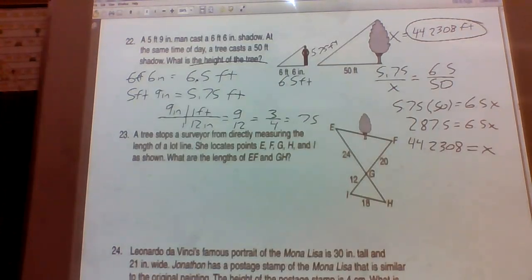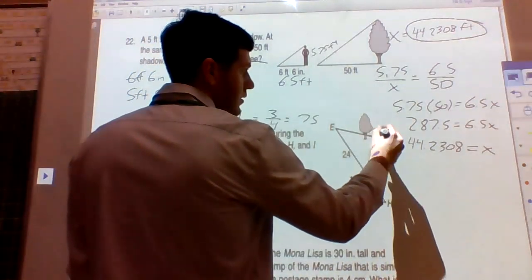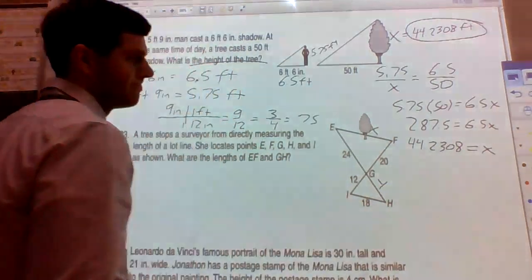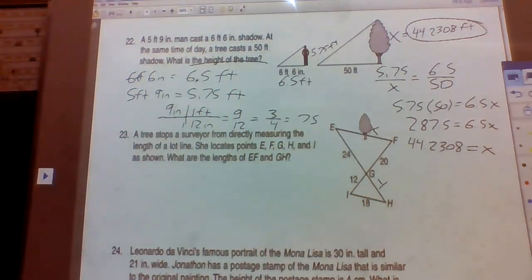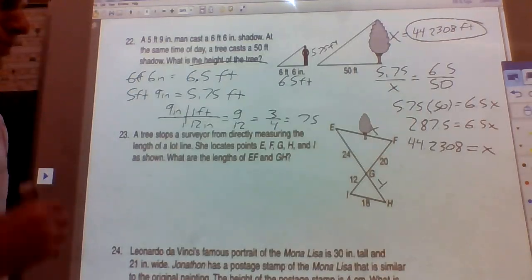23, a tree stops a surveyor from directly measuring the length of a lot line. Okay. She locates points E, F, G, H, and I as shown. What are the lengths of EF and GH? So I'm going to call this X. I'm going to call this Y. We'll say the length of EF is X, and the length of GH is Y. Let's set up a proportion.